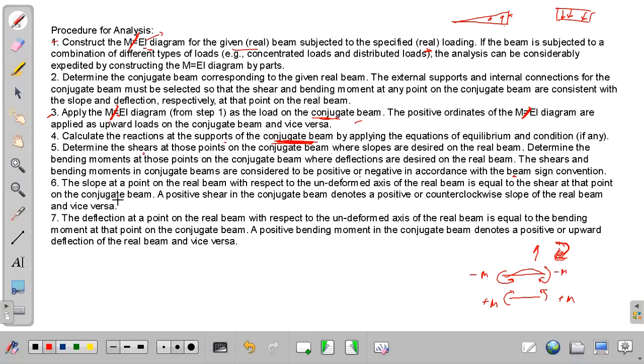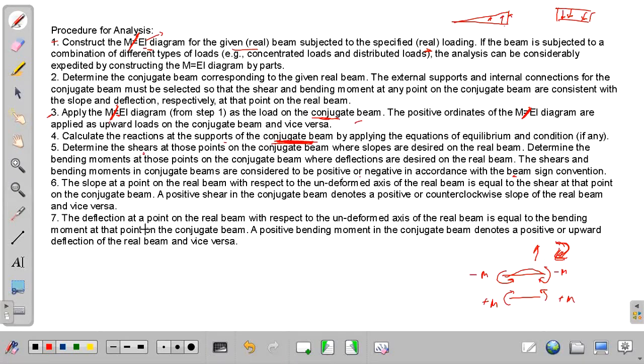Okay? So we have here for the number 6. So the slope at the point of the real beam, yun yung sinasabi ko. So the slope at the point of the real beam is equal to the shear at that point of the conjugate beam. Okay? So yun yung sinasabi ko na yung shear sa conjugate beam equal siya sa slope ng real beam. Okay? And for the deflection, the deflection at the point of the real beam is equal to the bending moment of the conjugate beam.